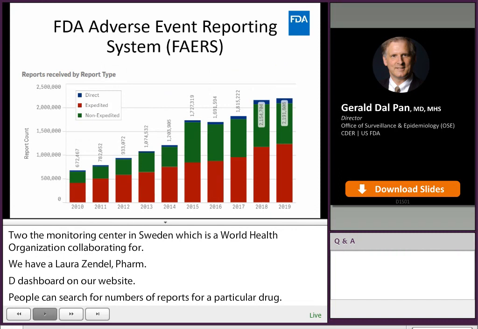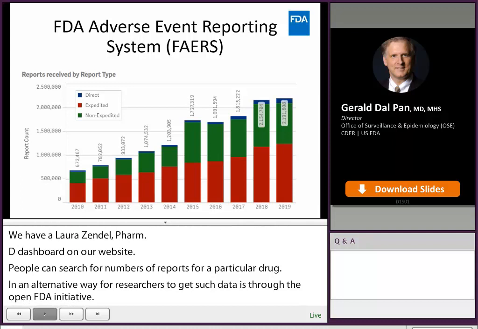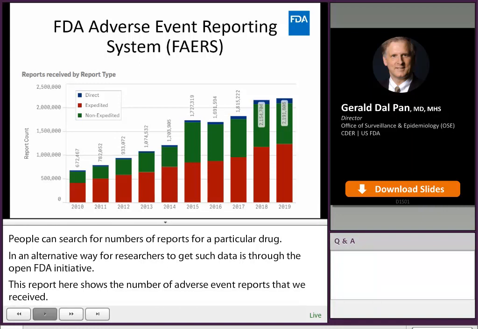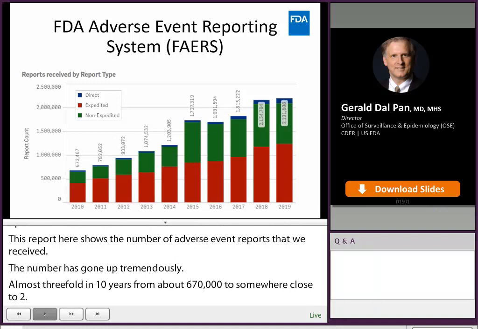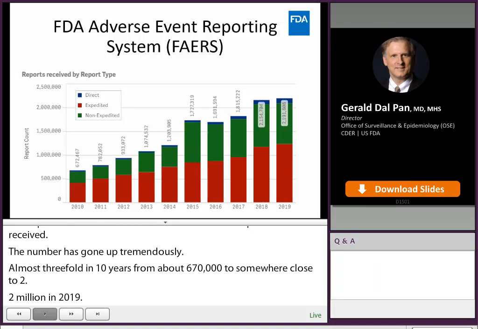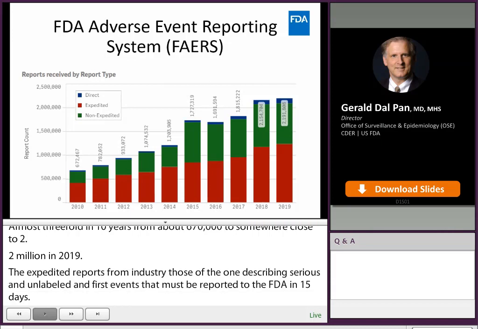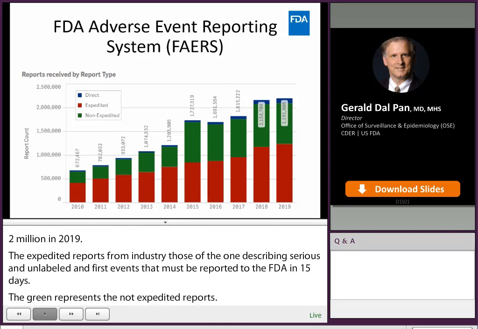This report here shows the number of adverse event reports that we receive. The number has gone up tremendously, almost threefold in 10 years, from about 670,000 to somewhere close to 2.2 million in 2019. The red are the expedited reports from industry. Those are the ones describing serious and unlabeled adverse events that must be reported to FDA in 15 days. The green represents the non-expedited reports, and the blue are the direct reports, the 5% or so that come directly from the public.